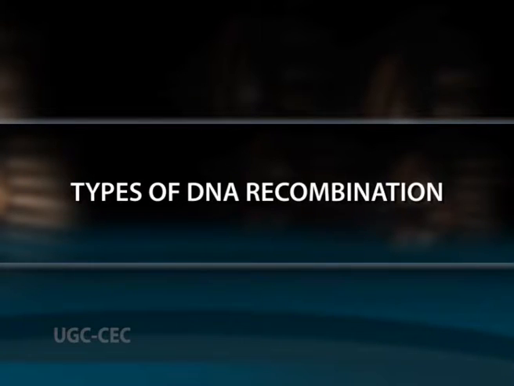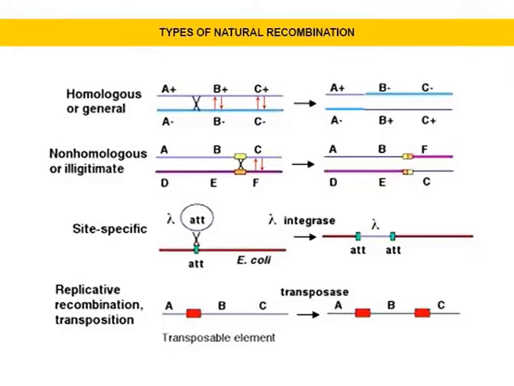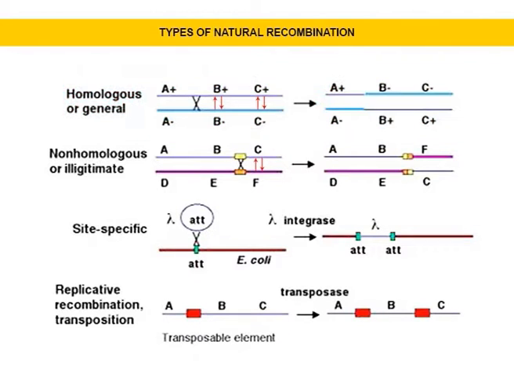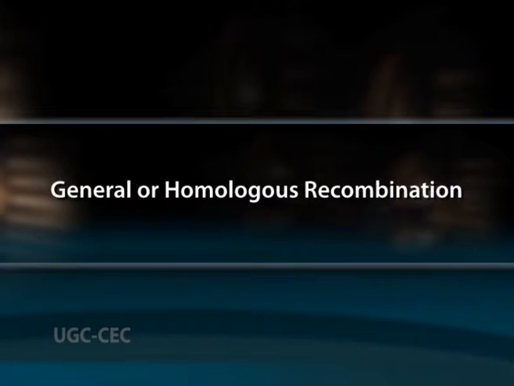Types of DNA recombination. Recombination is the production of new DNA molecules from two parental DNA molecules or different segments of the same DNA molecule. Four types of naturally occurring recombination have been identified in living organisms. Here in this figure, you can see the four different types of natural recombination. Let us now study each one of them. First one, general or homologous recombination.